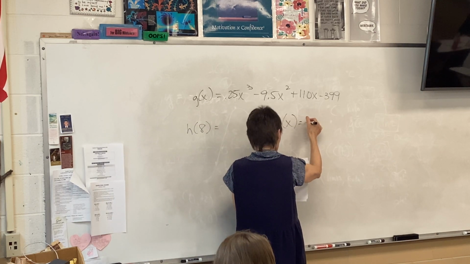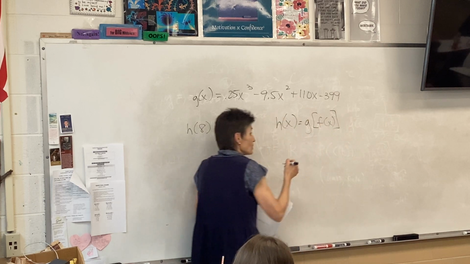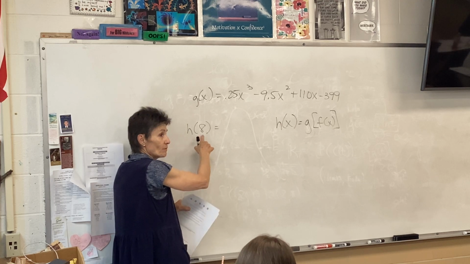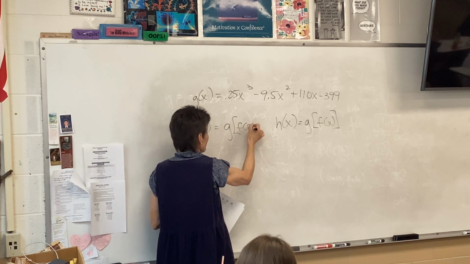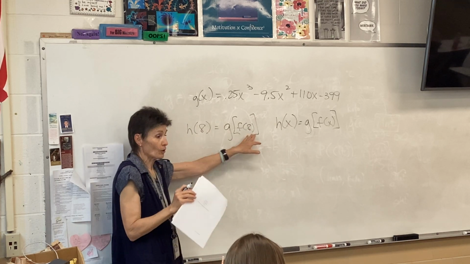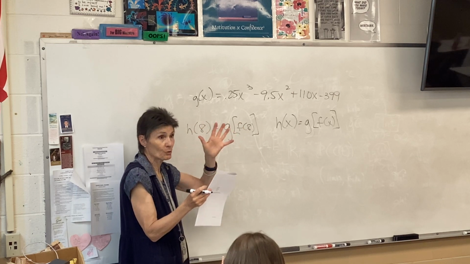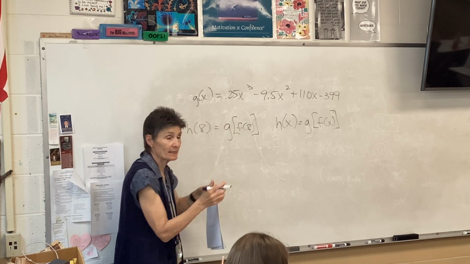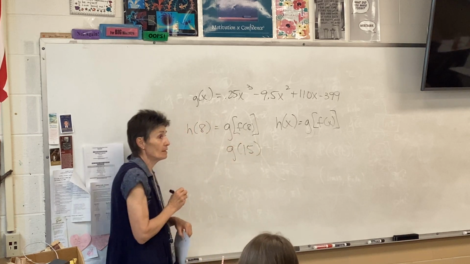h is the composition g of f of x. So if I want to find h of 8, don't I want to find g of f of 8? Now, f is your chart. Look at your chart. Do you have an f of 8 value given? Yes, you do, and it is 15. So we're going to find g of 15.